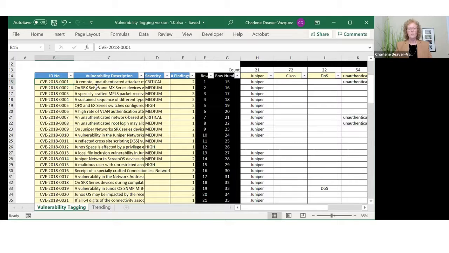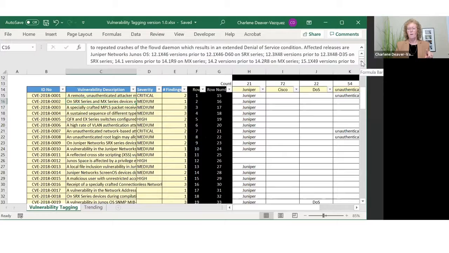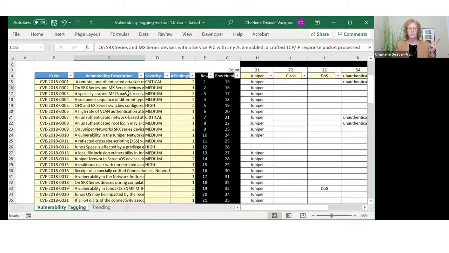The next field over is the vulnerability description. I'm going to open this up so that you can see. This is the text explanation that the vendors provide every time they put one of these together. Then the next field is the severity in text, and then the number of findings.